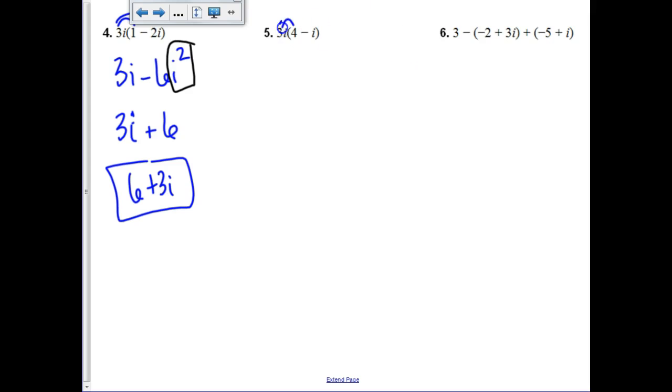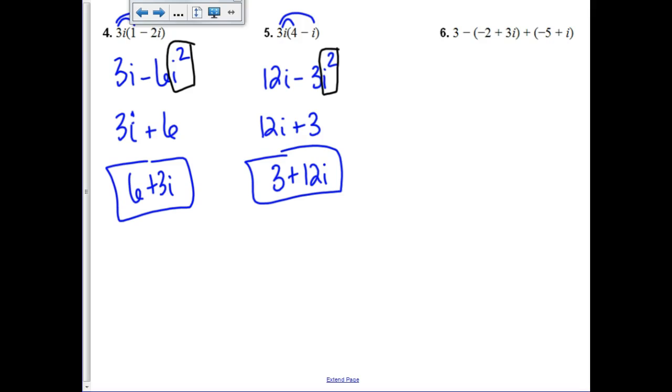So same thing here on number 5. We're going to distribute a 3i. So we have 12i minus 3i squared. So once again, instead of i squared, I'm going to replace i squared with a negative 1, which changes this to a 12i. This will become negative 3 times negative 1, so it's a plus 3. There's no longer an i with that term. And then best possible answer is if you flip this around and you write 3 plus 12i.